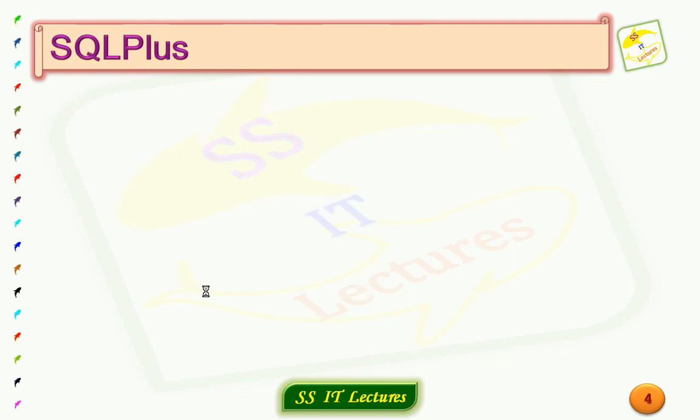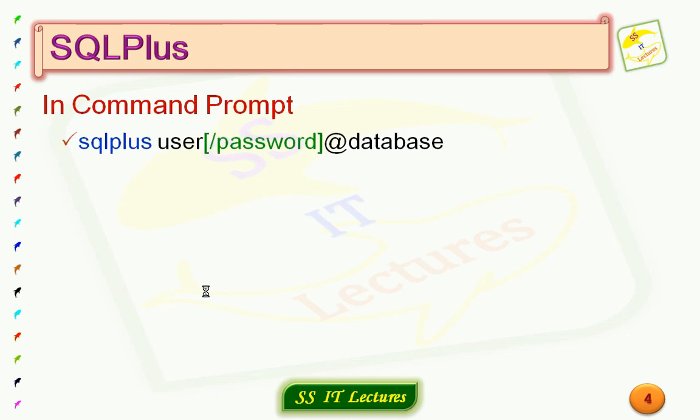Next we will see how to use the SQL Plus command to connect to an Oracle database. The syntax for this command is SQLPLUS space user, slash password, which is optional, at database. It's better to avoid specifying the password in the command line itself. So simply we can use SQLPLUS space user at database. For instance, in this example, we are using the user HR and the database SS, HR at SS.